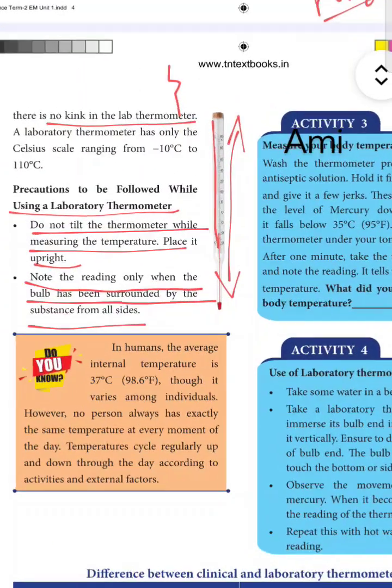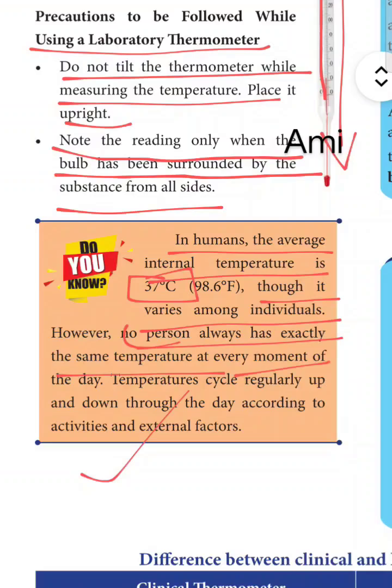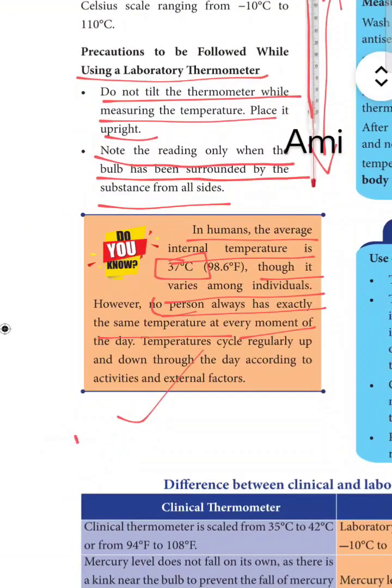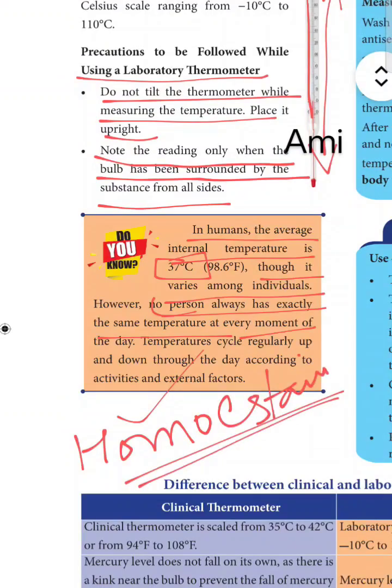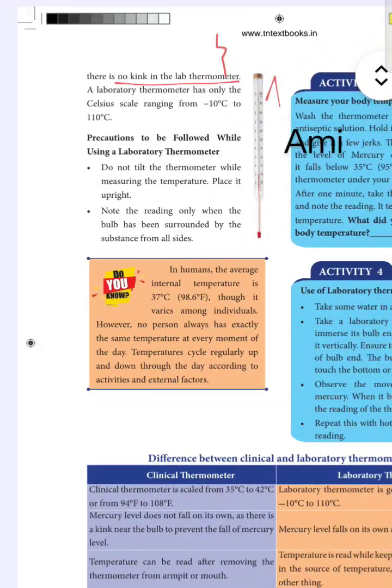Next, do you know, in humans the average internal temperature is 37 degrees Celsius. Though it varies among individuals, no person has exactly the same temperature at every moment. So temperature changes according to the surroundings. That process is known as homeostasis. The human body has a natural ability to maintain its body temperature with respect to the external surroundings. So it is a beneficial adaptation for survival.